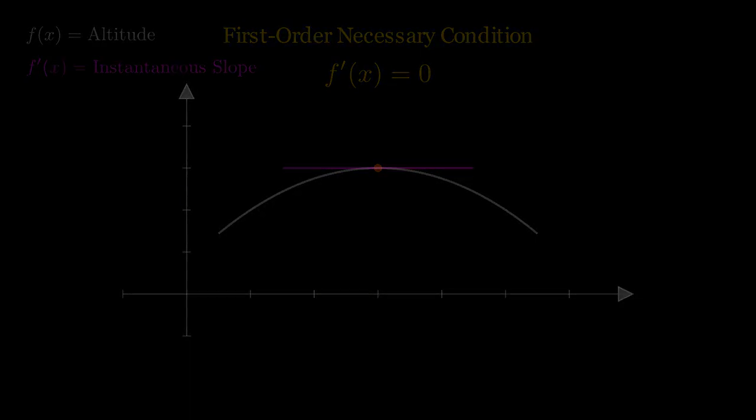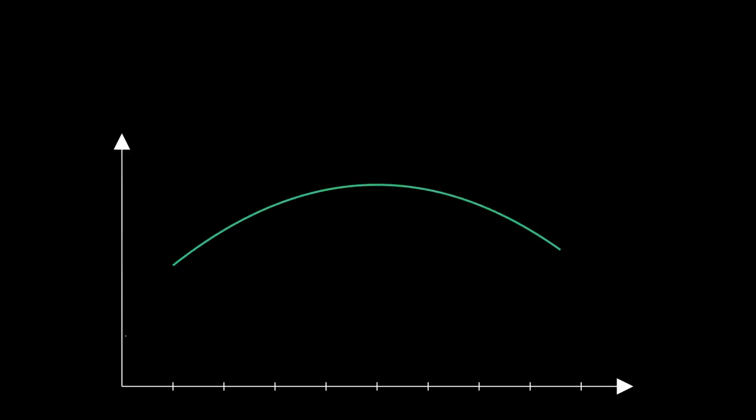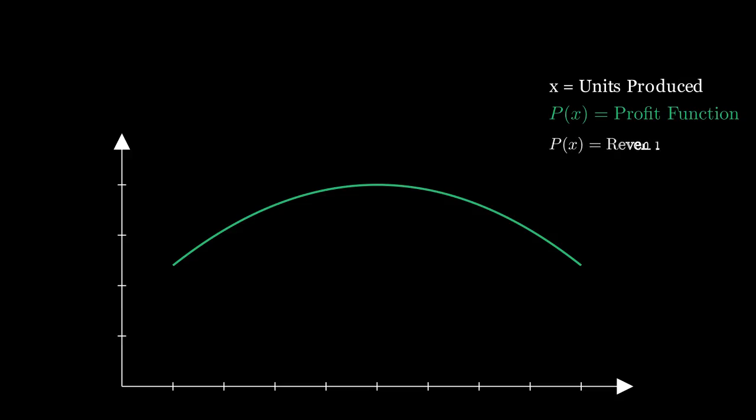Let's look at a concrete business example. Suppose a company like Apple or Tesla is calculating its profit function, P of x, where x is the number of units produced. Profit is revenue minus cost. To maximize profit, they don't just produce infinitely, they find where the marginal profit is 0. Statistical data shows that companies using calculus-based optimization can increase their operational efficiency by up to 15 to 20%. When P prime of x equals 0, the cost of making one more unit is exactly equal to the money earned from it. This is the sweet spot of maximum gain.